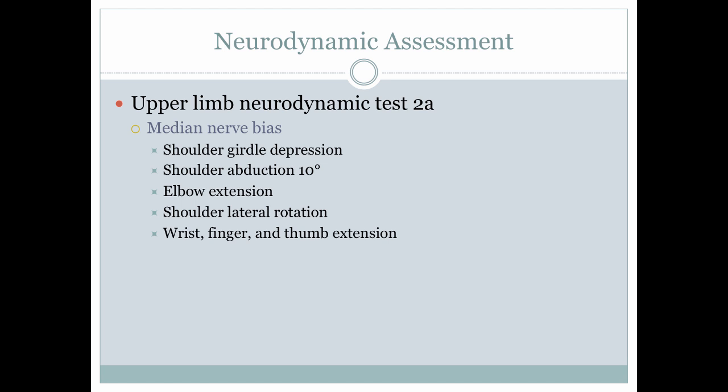Upper limb neurodynamic test 2A also biases the median nerve, as I said before. And this test was developed later on as an alternative for patients that were unable to place their shoulder in the required position for the previous test. And so they're still going through shoulder girdle depression, but you can see the shoulder abduction is a lot less here. They're only in about 10 degrees of abduction. And again, it's when that shoulder or that glenohumeral joint or shoulder girdle is impacted so much that they're not able to go higher in that abducted position.